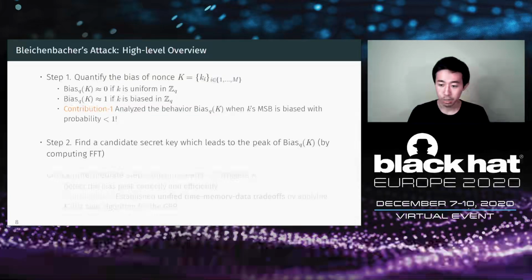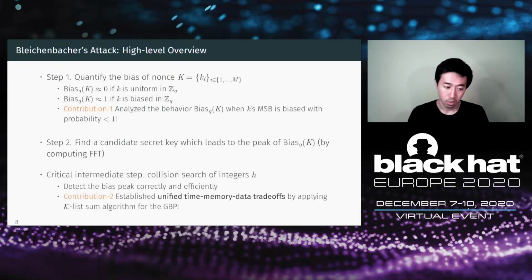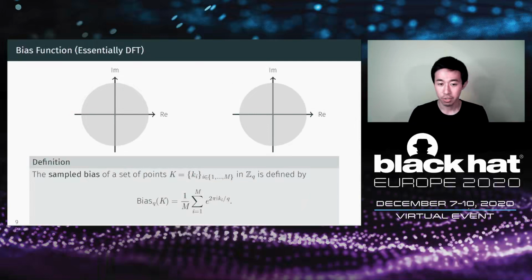In practice, this is carried out by computing fast Fourier transform. Also, even though I do not discuss in detail, there's actually a critical intermediate step called collision search of integers h. So this step is important in order to detect the bias peak correctly and efficiently. And actually, our second contribution is that we established unified time memory data trade-offs by applying a well-known algorithm in the symmetric key cryptology. So now let's define a bias function.